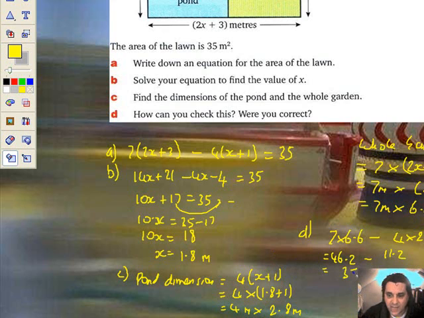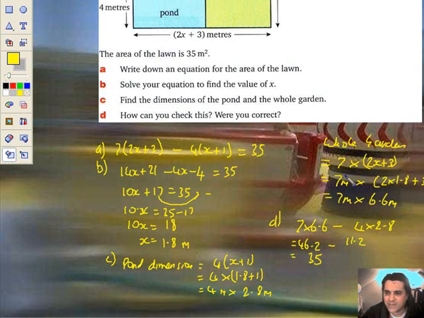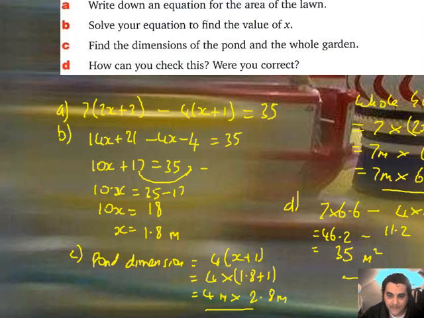Yeah, that's it. So how did I check it? Well, I worked out the area of the whole garden, actual numbers, the area of the entire pond, actual numbers, subtracted, and I've got the area of the lawn, so there you go. It works beautifully. So that's the area of the lawn checked, and it all fits together quite nicely.